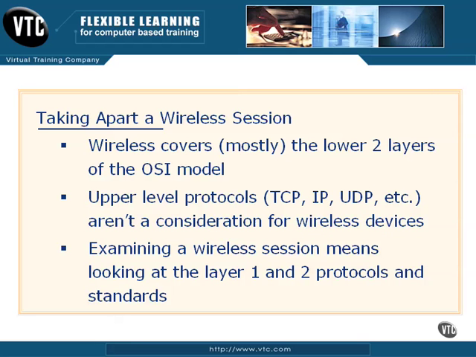So the upper layer protocols such as TCP, IP, UDP, DNS, HTTP, and so forth aren't really a consideration for the lower level devices. As far as they're concerned, all that traffic is the same. Its job is just to get it out in the air. So most of the protocols we'll look at with wireless traffic are mostly the lower two layers of the OSI model, the data link layer and the physical layer. And just like wired networks, wireless networks are concerned with getting frames transformed into ones and zeros and sent out. So that's why we're going to really look at the layer 1 and layer 2 protocols and standards.